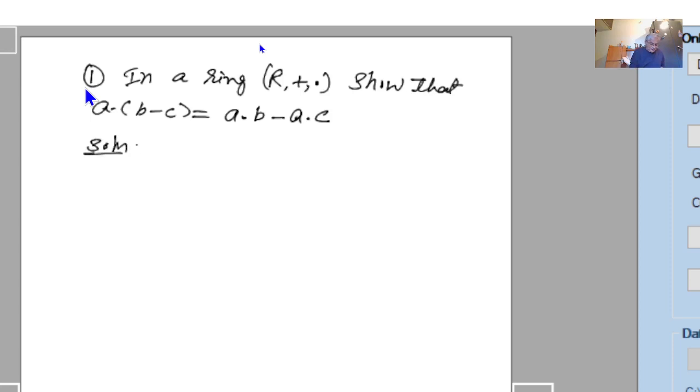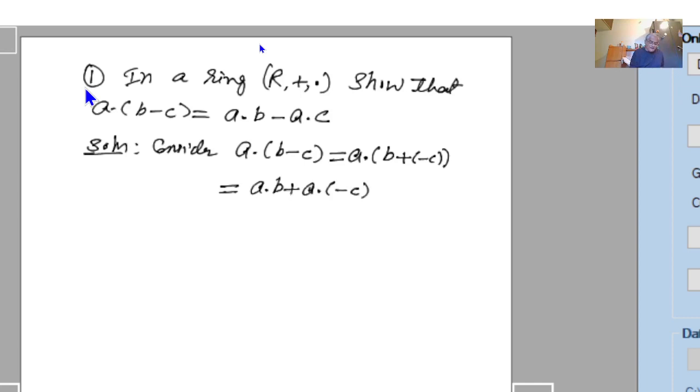So the solution for this is, consider the left hand side, A · (B − C), and I will write this as A · (B + (−C)). By the distributive law we can write this as A · B + A · (−C), and we know that A · (−C) is equal to −(A · C). So this is A · B − A · C. So this is the solution.